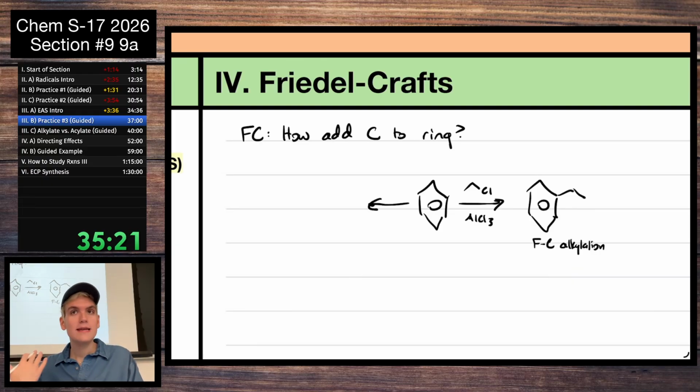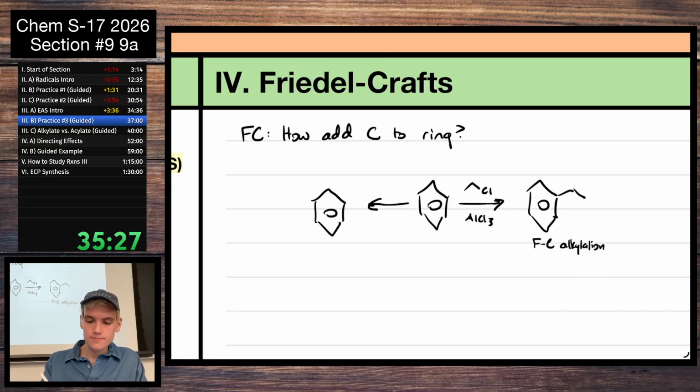The other way that we can add carbons onto a ring is we can add it with a carbonyl. And the reagents that we use for this are an acid chloride with AlCl3. So over here we have acid chloride and alkyl halide.